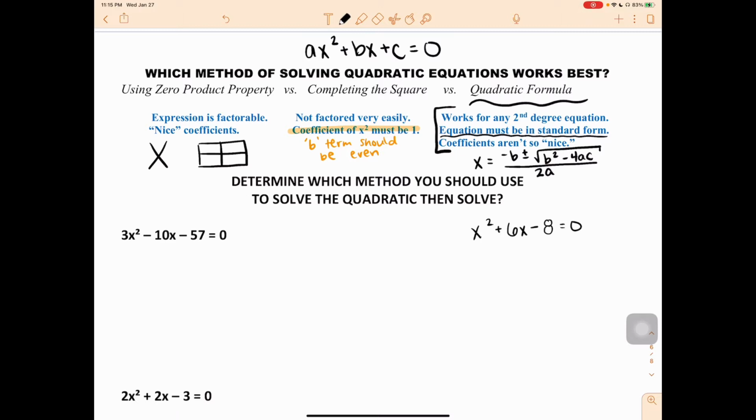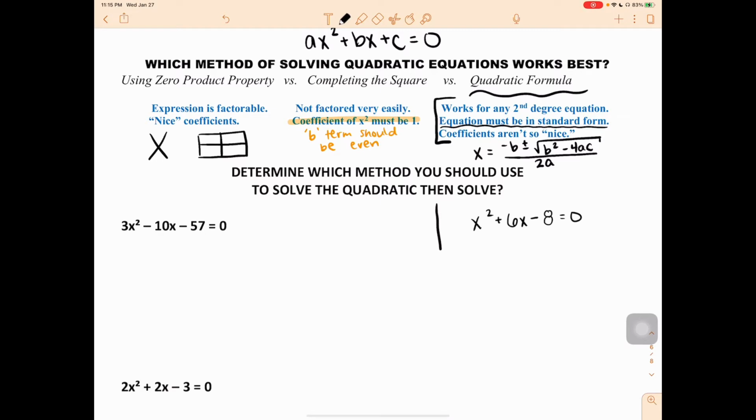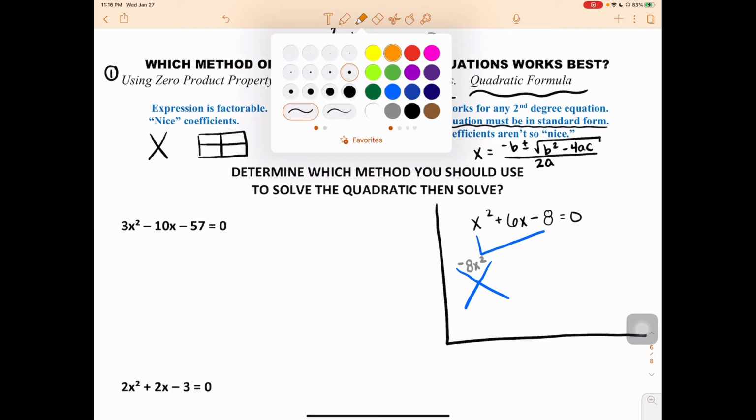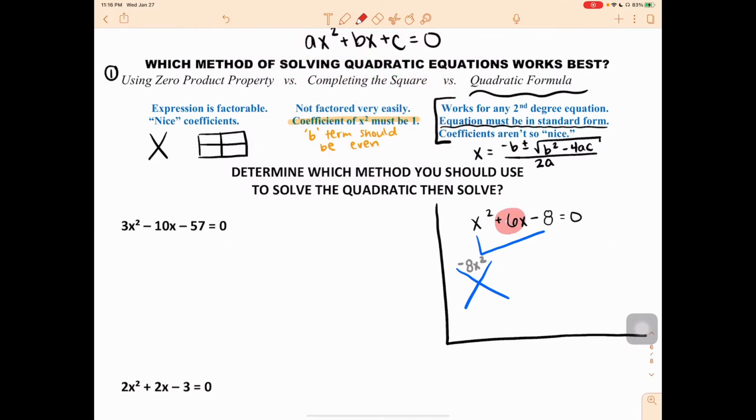So let's go ahead and take a look here. I did add on one quadratic equation here. If you would please add this to your notes. It's just x squared plus 6x minus 8. So the first strategy you want to try is the zero product property. So what I would do to try this right away is I would start off by drawing my x. I multiply negative 8 times x squared to get negative 8x squared up top. And then the 6x, if you guys remember, the 6x is the bx term that goes on the bottom of my diamond. Okay, so I have 6x.